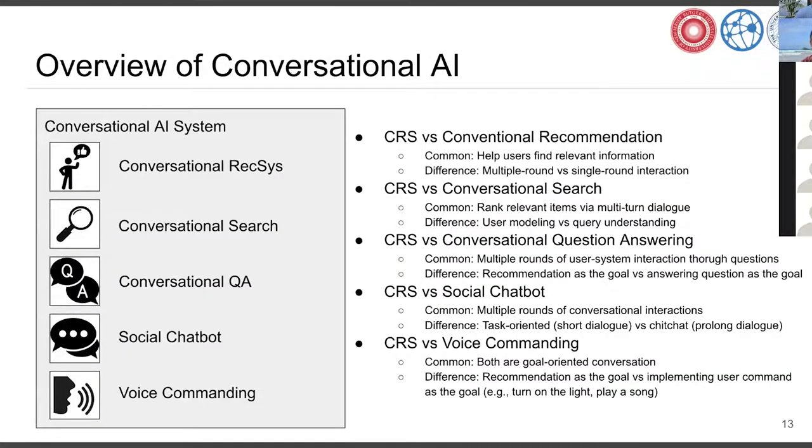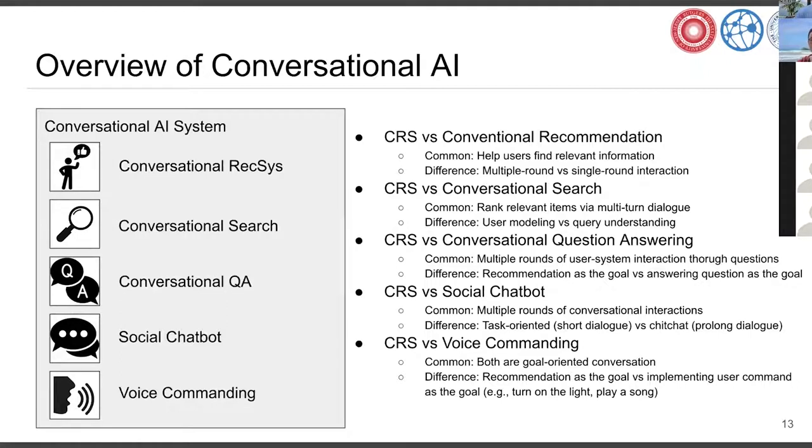Here's the overview of the general conversational AI system. Basically, it includes several components. First of all, it includes a conversational recommender system, which is the focus of this tutorial. The basic difference between a conversational recommender system, or simply CRS, and a conventional recommender system is that the CRS provides a multi-round interaction between user and system, while the conventional recommender system only provides one round of interaction. That means it only makes a one-time recommendation. What both have in common is that the goal is to help users find the relevant information they want. The second component in the whole system may be a conversational search system. The boundary between a CRS and a conversational search system is kind of blurred.